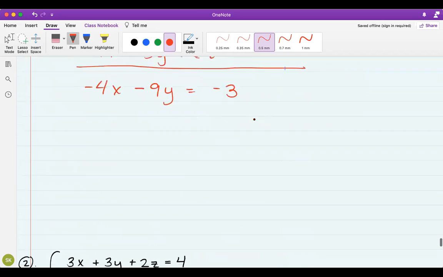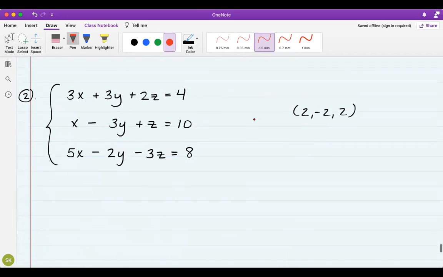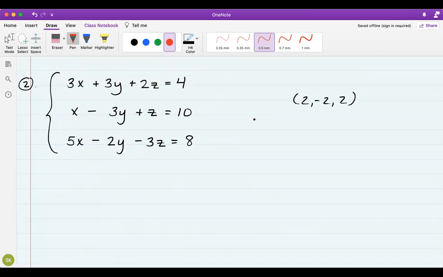All right, let's do one more problem. So here's problem number 2. I have 3x plus 3y plus 2z is 4, x minus 3y plus z is 10, 5x minus 2y minus 3z is 8. And the solution to this problem is right here, 2, -2, 2. So let's see if we can actually get to this solution.